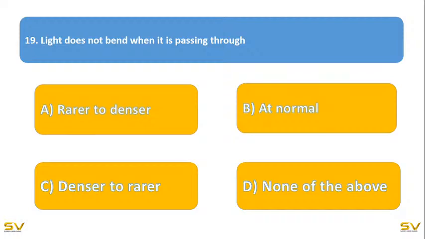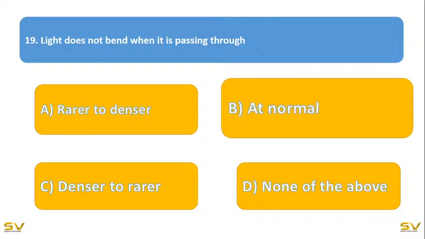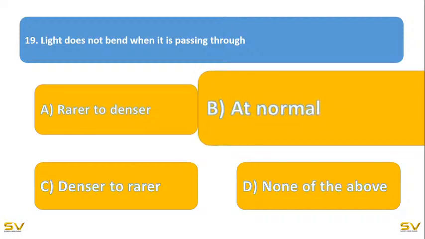I got answers from Sai Lakshmi, Lamis, Shushmita, Likita, Aisha. Yes, definitely light does not bend when it is passing through the normal. The definition of refraction is the process of bending of a light ray, except when it is incident normally. So yes, normal is correct. B is correct. When light is passing at the normal, it does not bend. Very good. Now coming to the next.